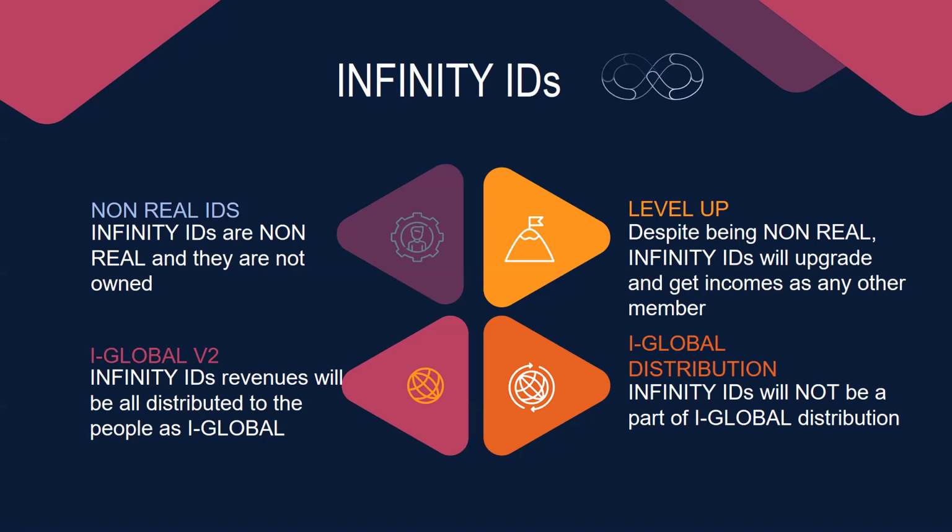Okay, and to the people how? Via iGlobal. So iGlobal V2 Infinity IDs revenue will be all distributed to the people as iGlobal. Okay, we have some conditions on iGlobal. We'll get back to that shortly. So in the iGlobal distribution, Infinity IDs will not be a part. They will just make it happen, but they will not eat with us. So basically, they're going to create some incomes and share it with us without being involved in it.